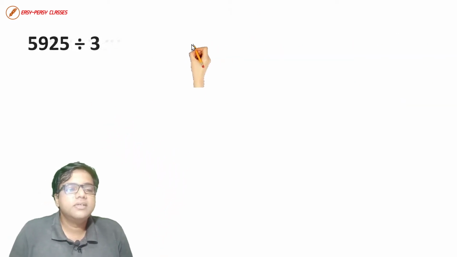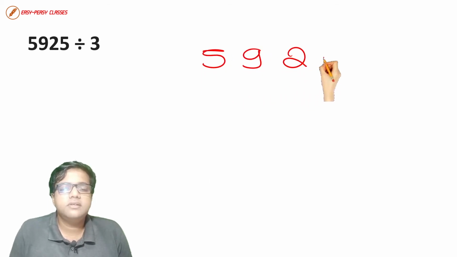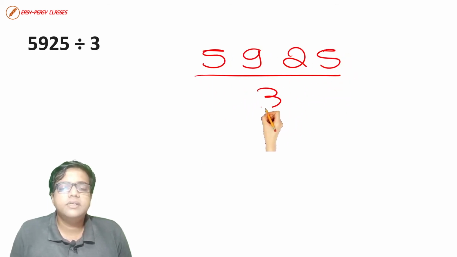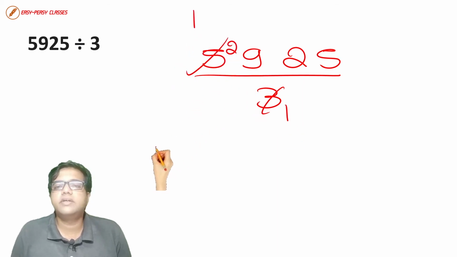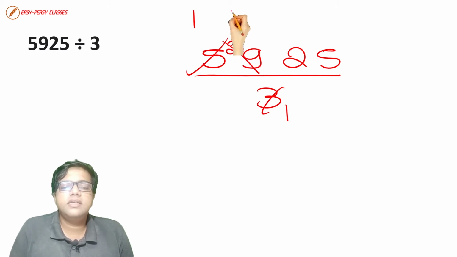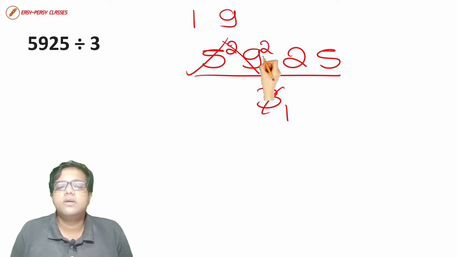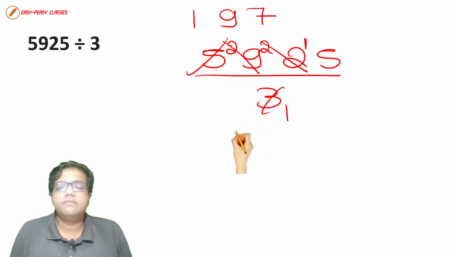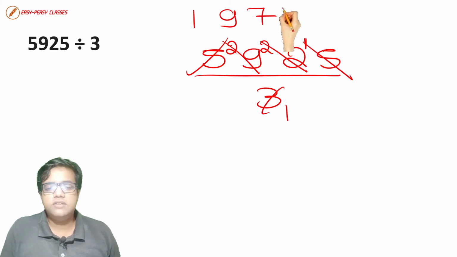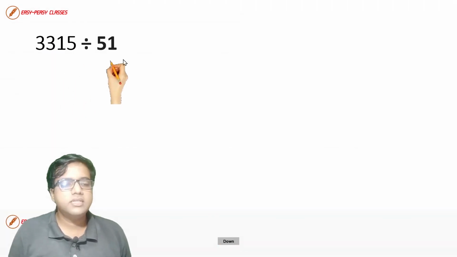Let's move ahead. So the next question is very easy. This is the direct division. 3 1s are 3, 5 minus 3 will leave you with remainder 2. 29 is there, 3 9s is 27, 29 minus 27 will leave you with remainder again 2. 22 is there, 3 7s are 21, 22 minus 21 will leave you with the remainder 1. So 3 5s is 15. Therefore, the answer for this question is 1975. Very simple.